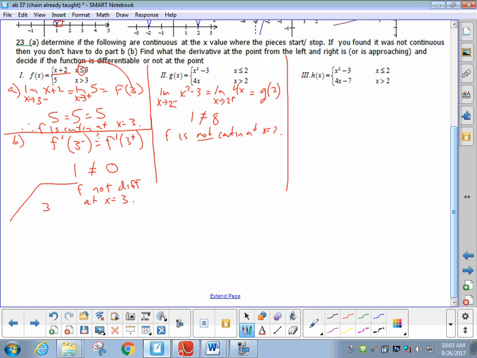Part 3 then, or question 3. The limit as x goes to 2 from the left would be x squared minus 3. Does that equal the limit as x goes to 2 from the right, which is 4x minus 7's branch? And does that equal the point itself, h at 2? What's the limit from the left? 1. What's the limit from the right? 1. And what is h at 2? 1. It does exist, and it's 1. So we conclude, part A, that h is continuous at x equals 2.